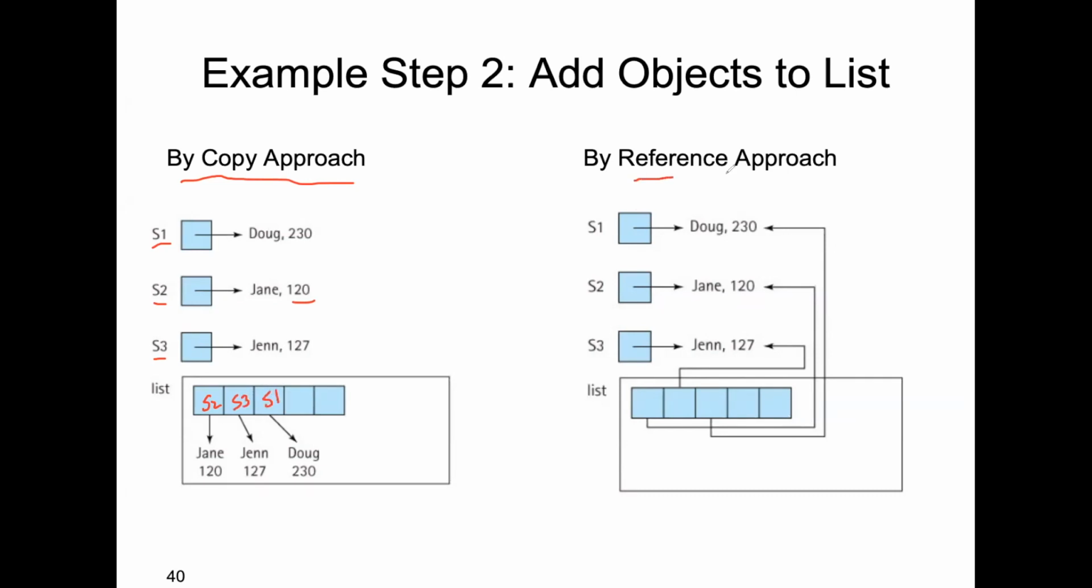We're doing the same thing by reference as well, where we create the references of the objects and store them in a sorted order by their weight value. So S2 is here, S3, and S1. And notice that with the reference approach, we are referencing the original object inside each of the elements in the list. Let's look at what happens when one of the objects changes.